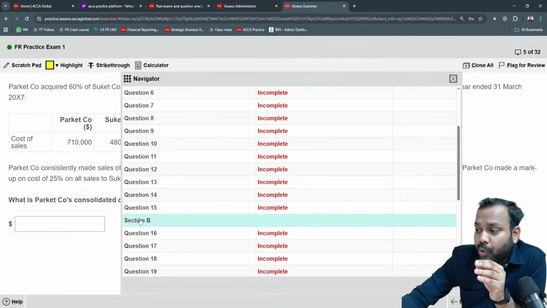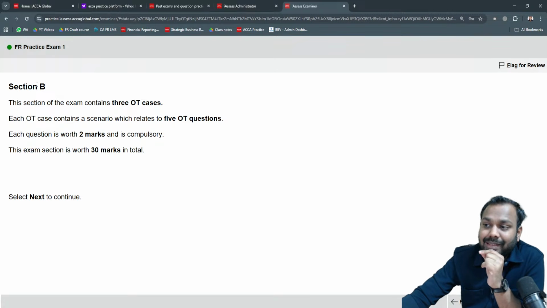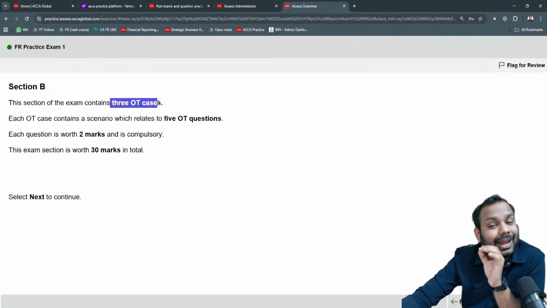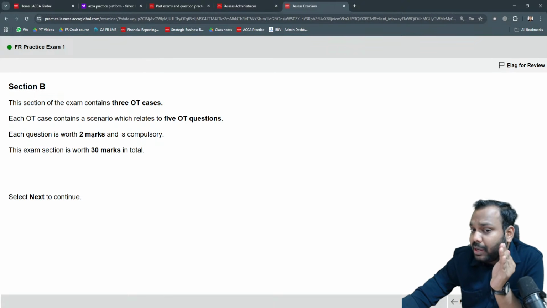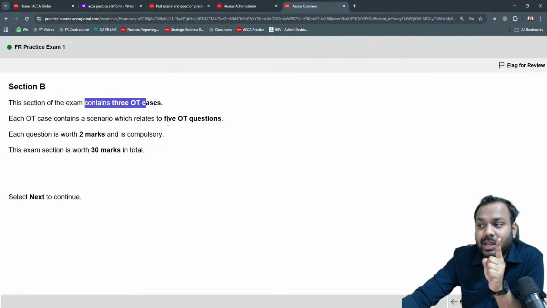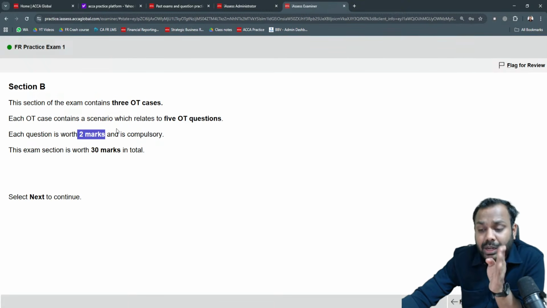But now, if I go on to section B, now what does it say? This section has 3 case studies. Each case will have 5 questions. Okay, each question will be 2 marks. So 3 into 5 into 2. 3 case study. Each case study has 5 questions. Each question is worth 2 marks. So 3 into 5 into 2 is 30 marks.